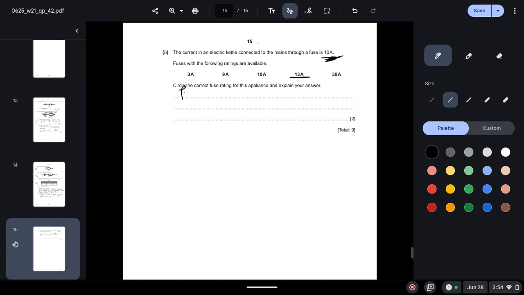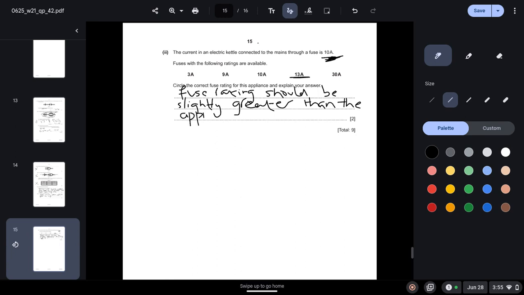And this is because the fuse rating should be slightly greater than the appliance or whatever object it is connected to.